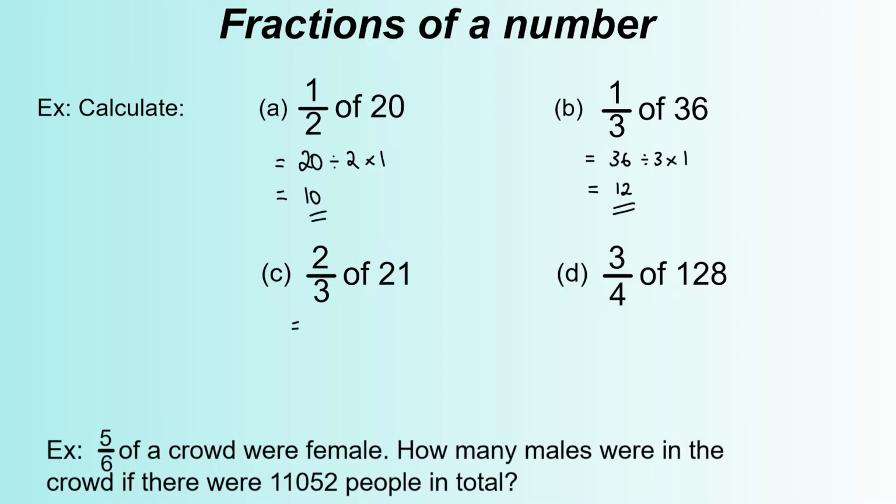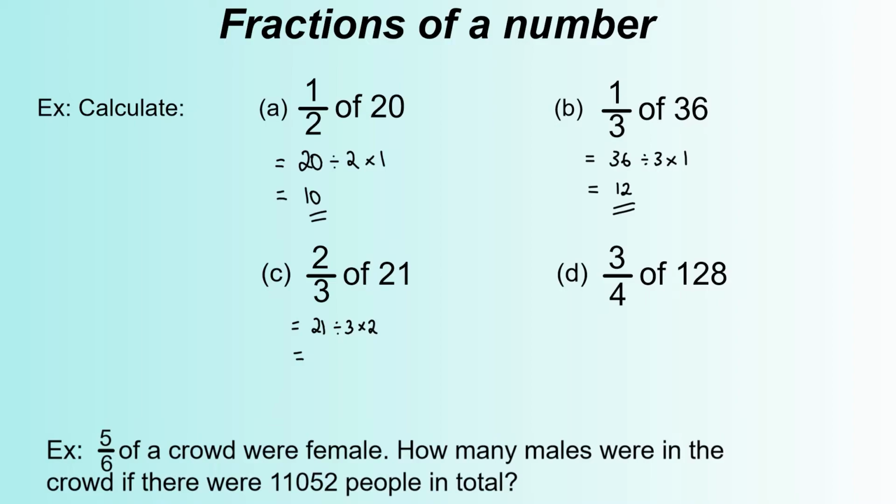So example C and D, we're doing the same rule, divide by the bottom, times by the top, but you'll notice that the numerator, the top number of the fraction in both of these examples, is no longer a 1. So we're going to take the 21 and divide it by the bottom, divide it by the 3, times it by the top, but this time we're timesing by 2.